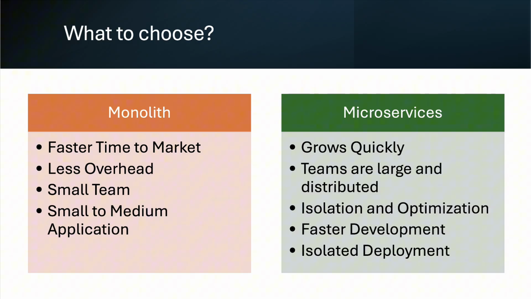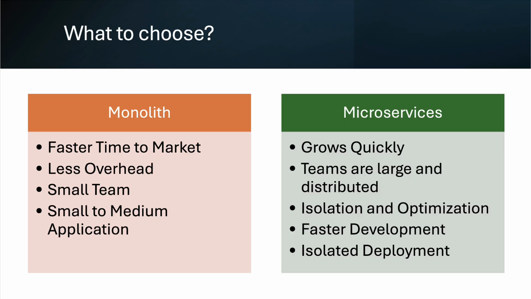So, with all that in mind, how do you decide between a monolith and microservices? If you're just starting out or building a small to medium app, monoliths are often the best bet. They're simpler to develop, deploy, and manage. Plus, you can get to market faster with less overhead. But if you expect your app to grow quickly, have complex business logic, or need to scale specific parts independently, microservices might be worth the extra complexity.